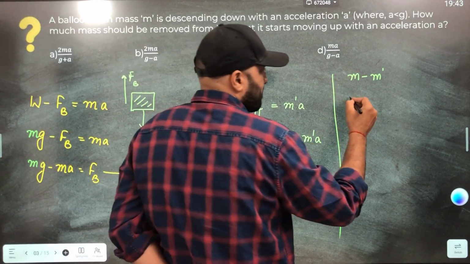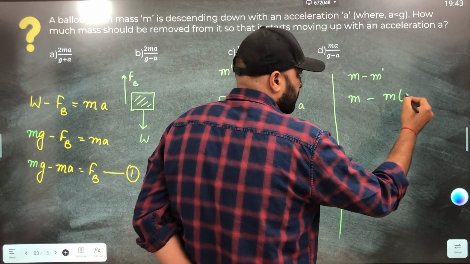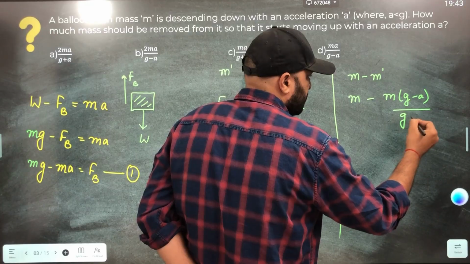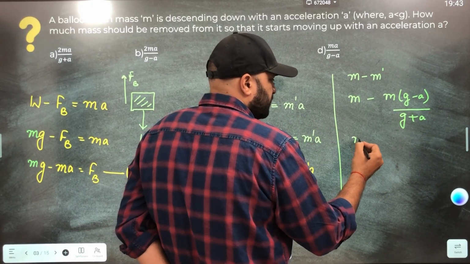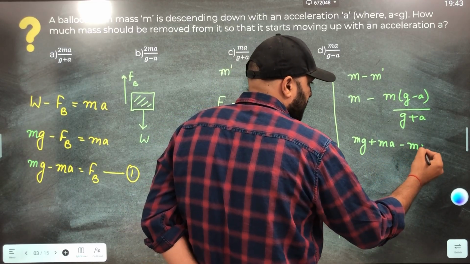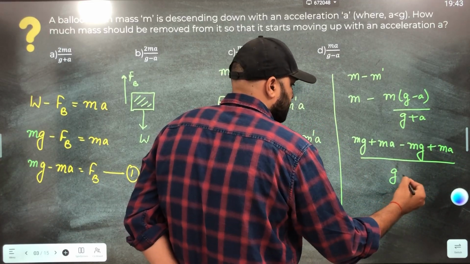So m minus, what is our m dash? It will be m into (g minus a) whole divided by (g plus a), or (a plus g), you can make it. Let's cross multiply. So this will be mg plus ma minus mg and minus minus plus ma. Be very careful, whole divided by g plus a.